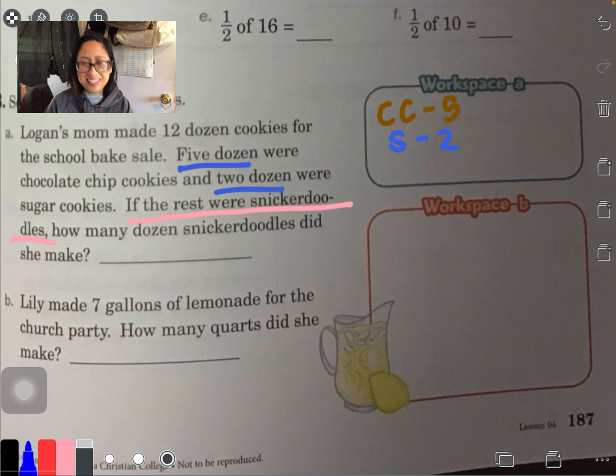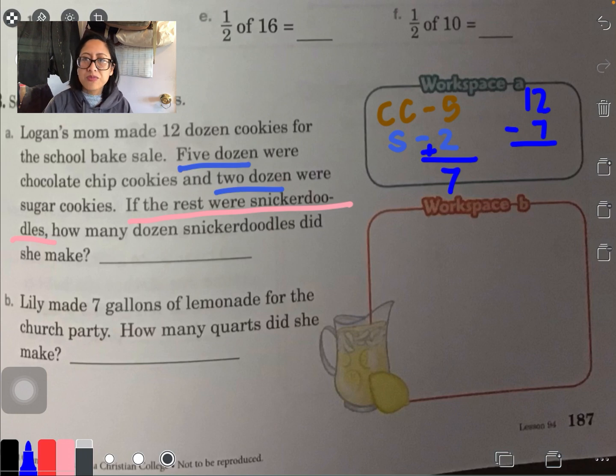First, I'm going to add the number of chocolate chip cookies and sugar cookies. So I'm going to add this. 5 plus 2 is 7. Now, she made 12 dozen different cookies. Okay. And I want to know how many of the rest of them are snickerdoodles. So critical thinking here. If I want to know how many of the rest of them are snickerdoodles, I have to subtract. And I'm going to subtract 7, because that'll tell me how many of the rest of the cookies.